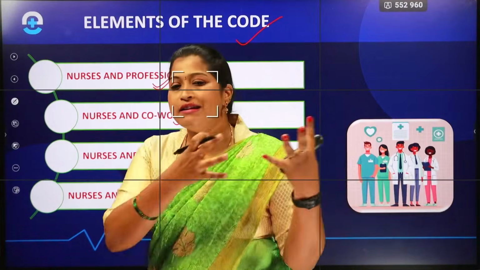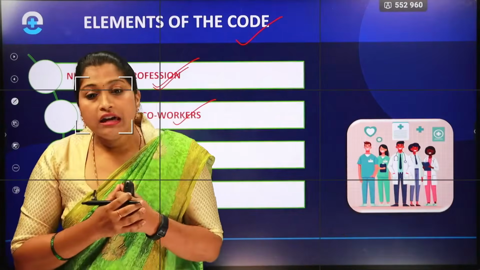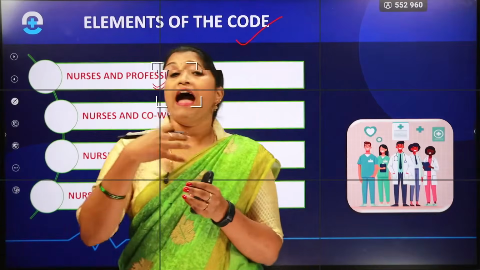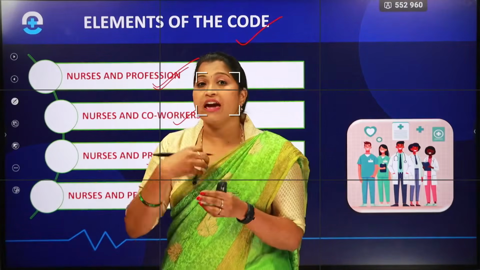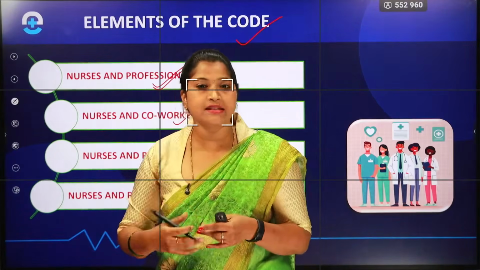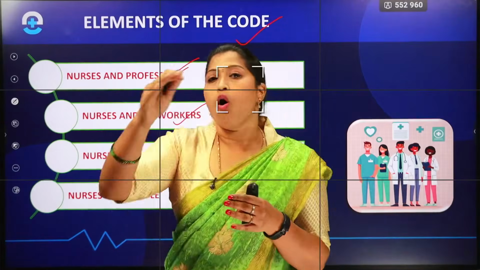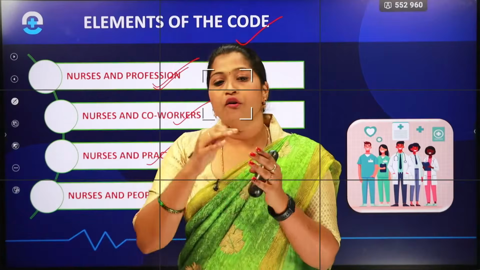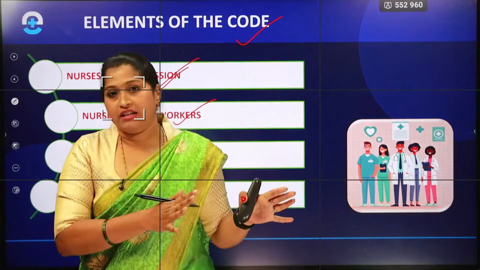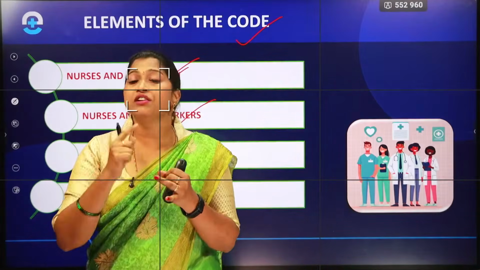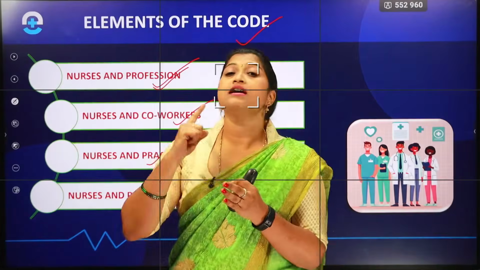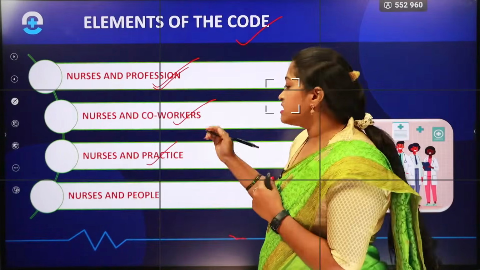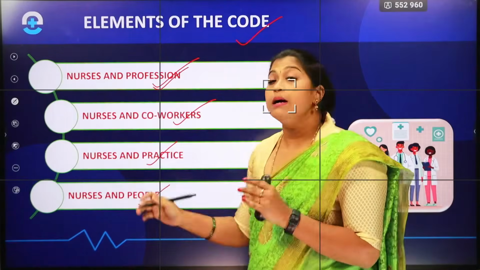The third one is the nurses and the practice. So what do we mean by nurses and practice? Here we are carrying the personal responsibility. As a person, as a nurse, we have our own responsibilities and we are accountable to all the work that we have given for the nursing practice. So we have certain rules and regulations, we are following the standards and we are giving the care to the patient.